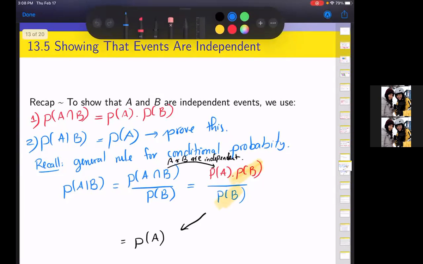So pick one. Sometimes you don't get to pick, because it depends on what you have. If you can calculate P of A and calculate P of B and calculate the P of A and B, then you go ahead and use the first one. But what if you don't have P of B, but you have P of A given B and P of A? Then you can use the second one.